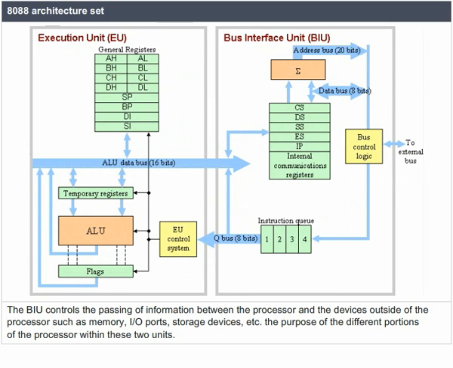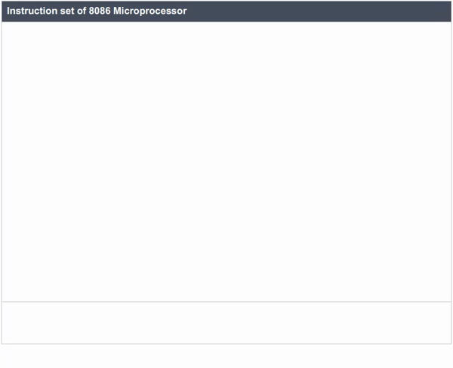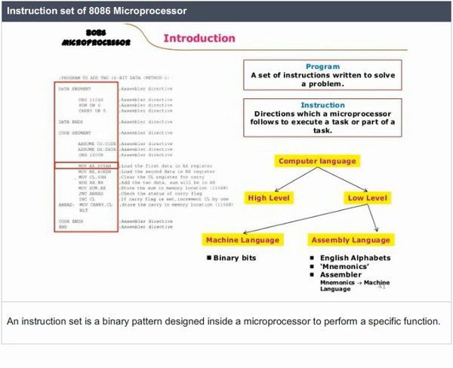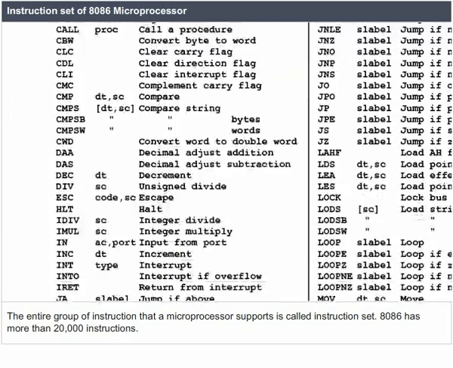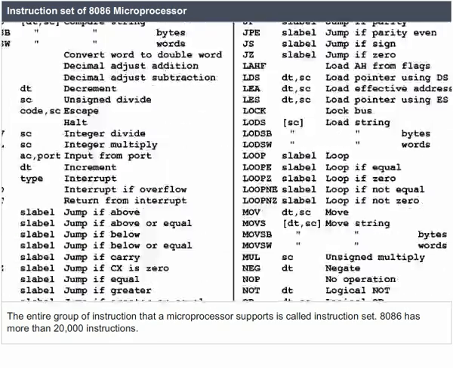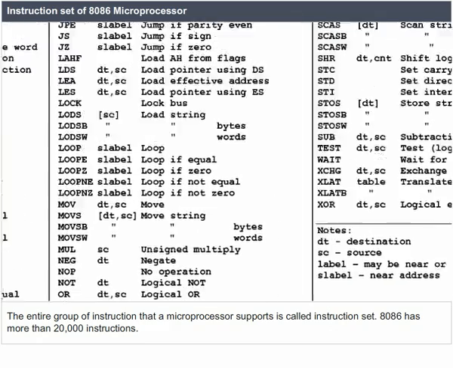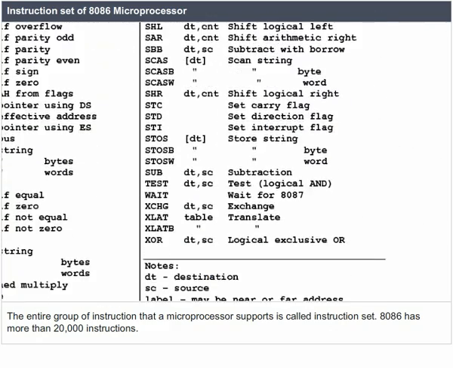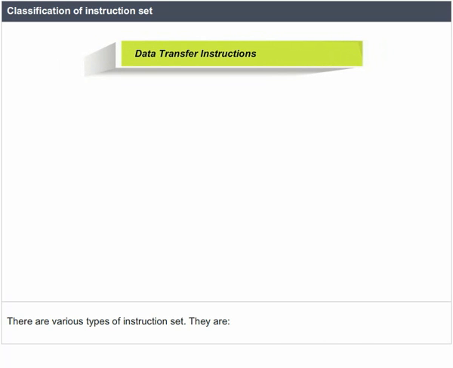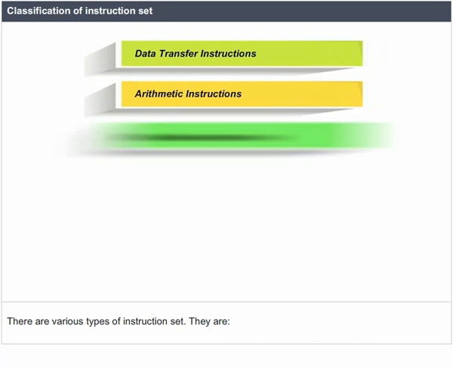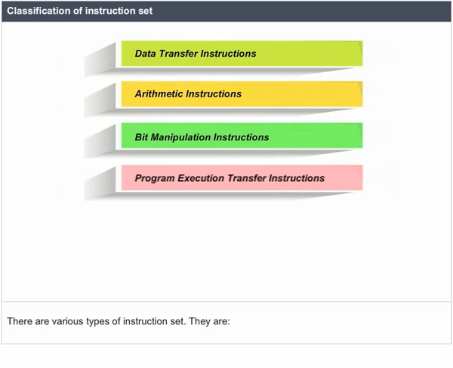Instruction set of 8086 microprocessor. An instruction set is a binary pattern designed inside a microprocessor to perform a specific function. The entire group of instructions that a microprocessor supports is called the instruction set. 8086 has more than 20,000 instructions. Classification of instruction set. There are various types of instruction set. They are data transfer instructions, arithmetic instructions, bit manipulation instructions, program execution transfer instructions, string instructions, processor control instructions.